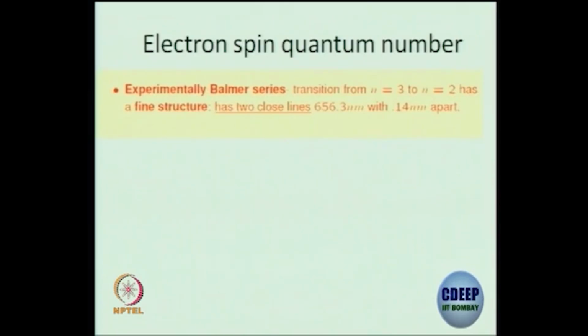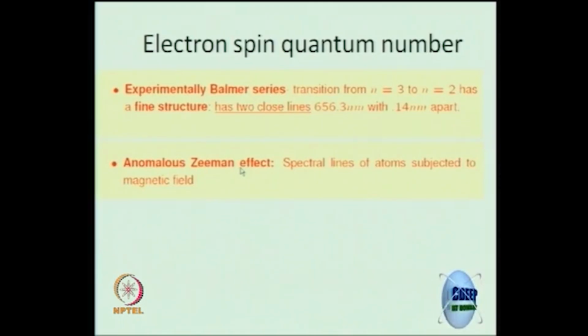Experimentally, when they look at a transition from n equal to 3 to n equal to 2, they do see small closely spaced lines which are 0.114 nanometer apart. They cannot account for it without introducing the electron spin quantum number. Also in the Zeeman effect, as I said, for L equal to 0 they did see two lines. They cannot account for it just by the mu dot B term, where mu is the orbital magnetic moment.